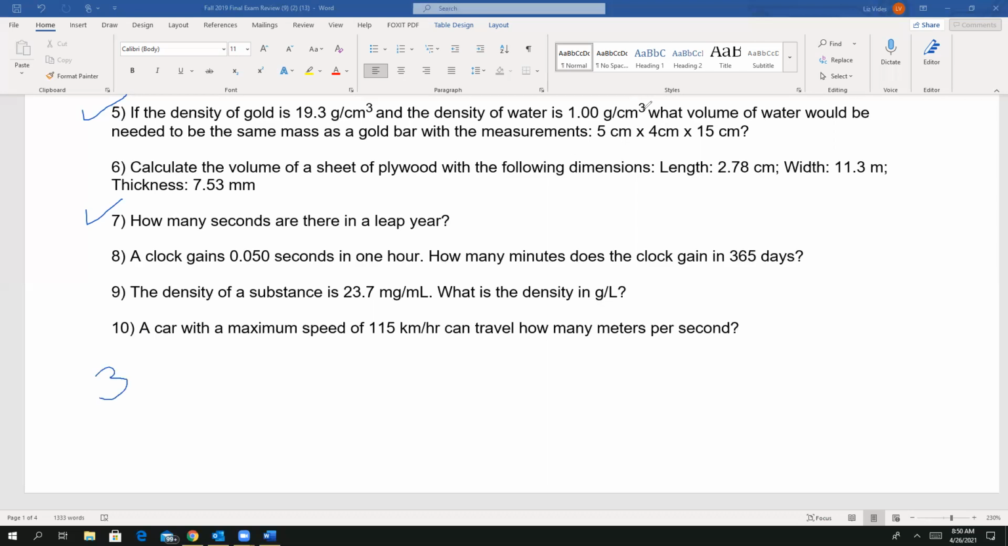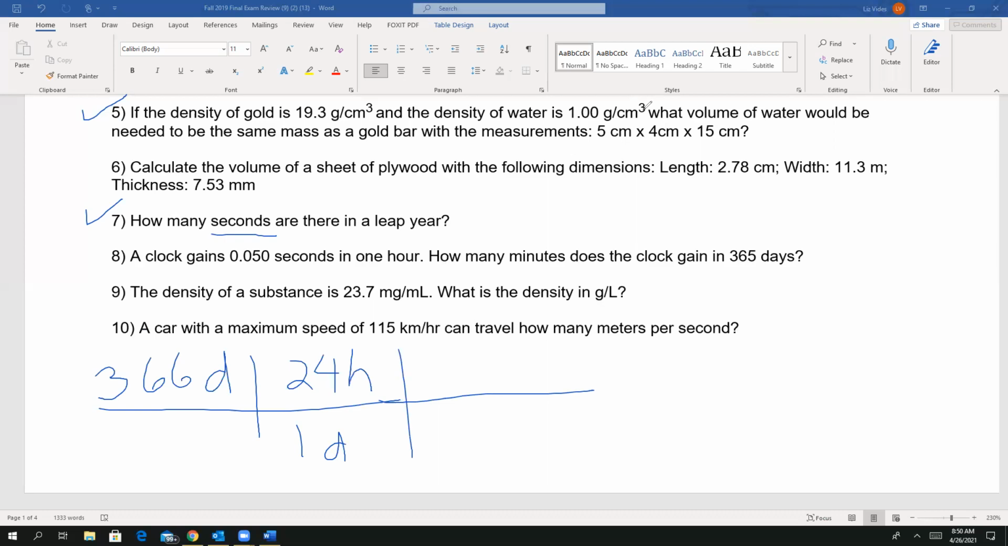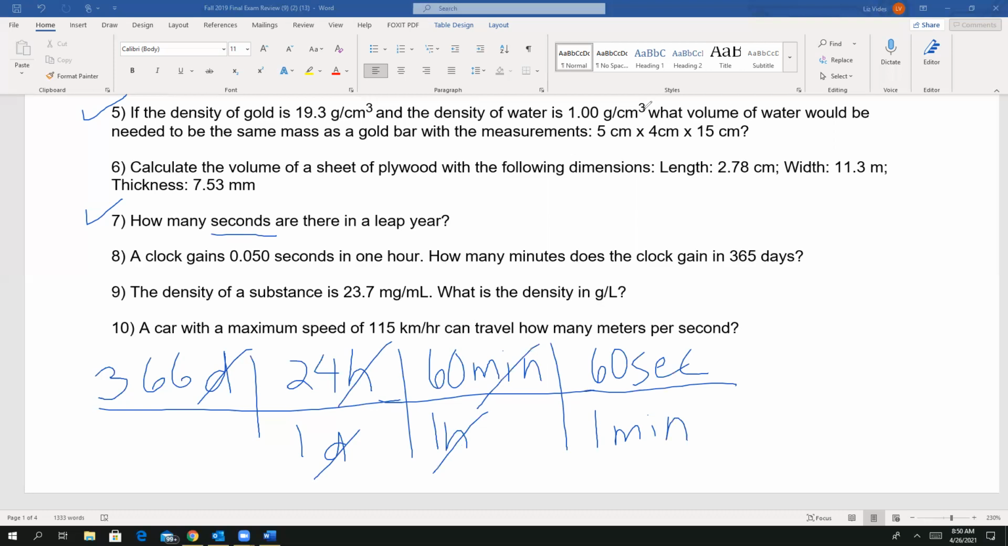366 days. I just call it D. All right. So for every 366 days, and they want us to calculate seconds. So 1 day has 24 hours, right? 1 hour has 60 minutes. And 1 minute has 60 seconds. Okay, so we went from days to hours to minutes. You see that?